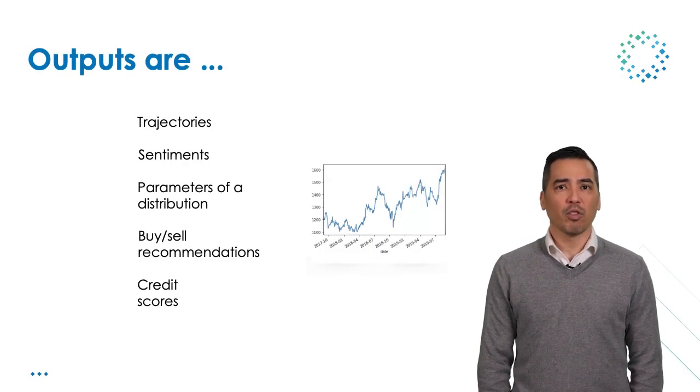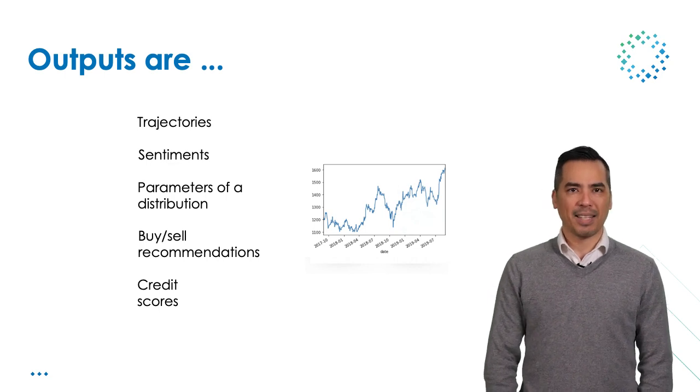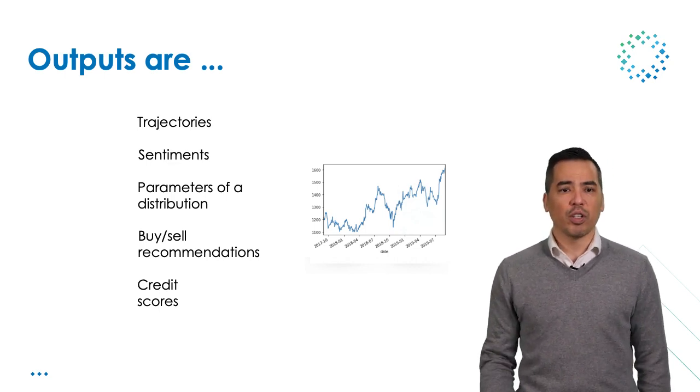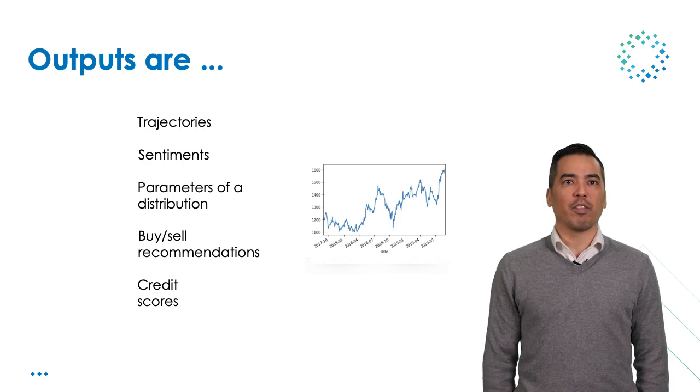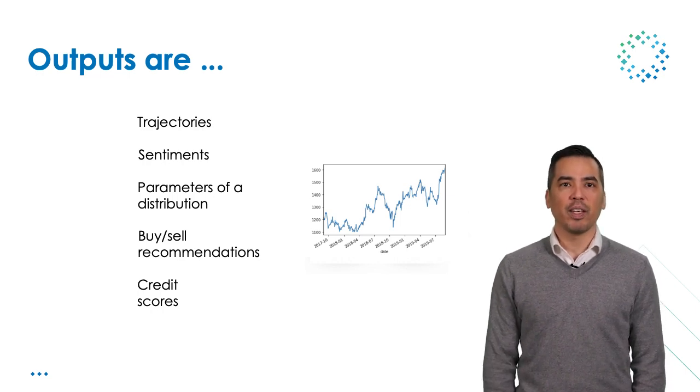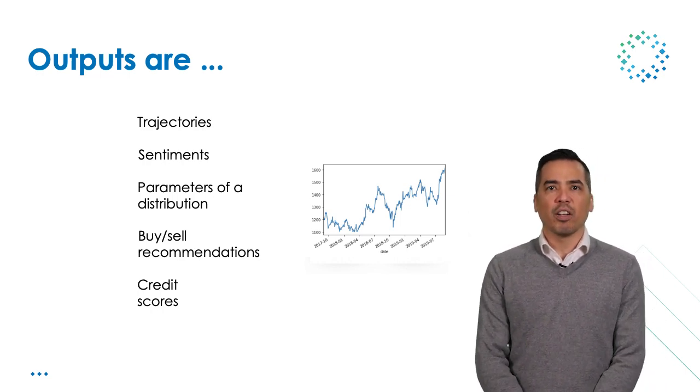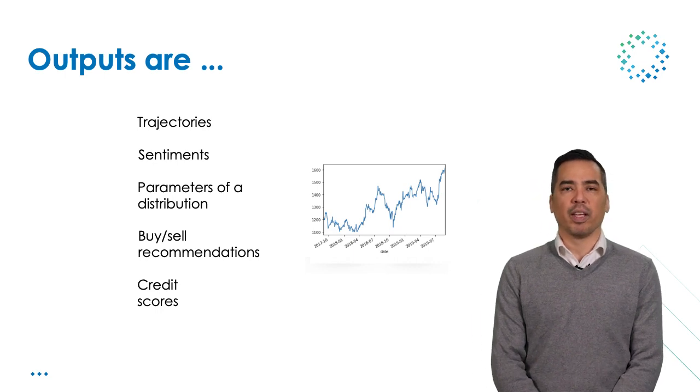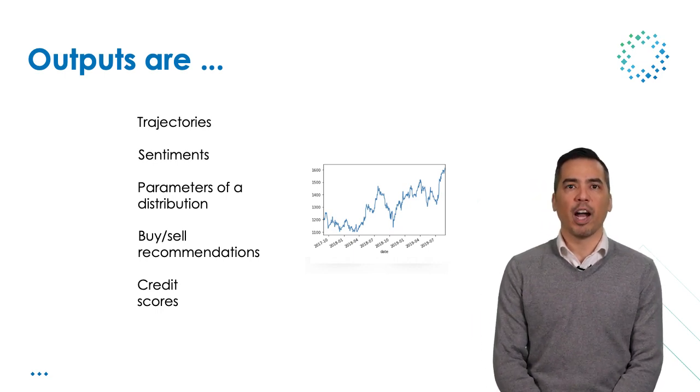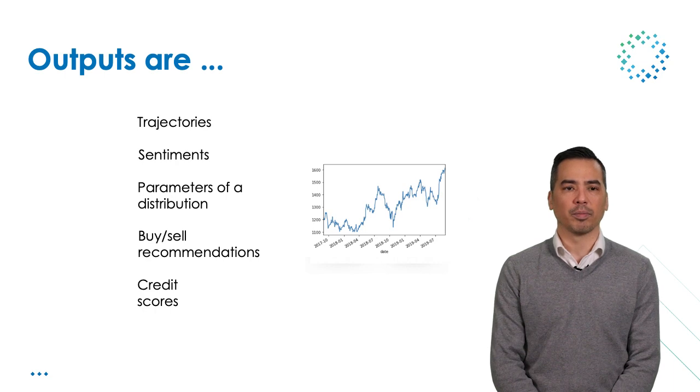The output can also take many shapes and forms: buy-sell recommendations, credit scores, sentiment, parameters of a distribution, trajectories. The outputs are raw target values that the model will try to predict. We can also call them response variables or dependent variables.